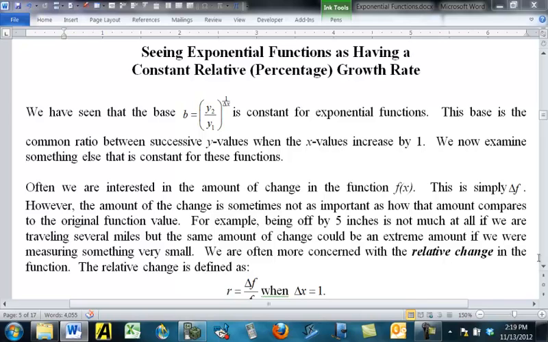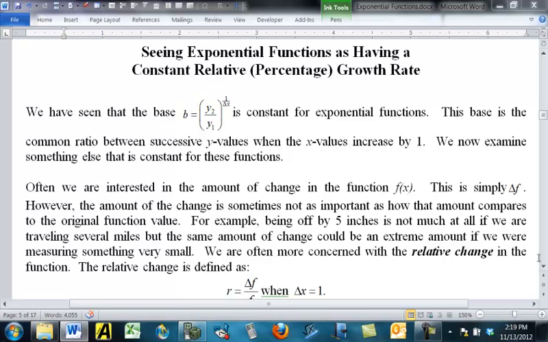Now, often we're interested in the amount of change in a function, but that's simply the change in f, delta f, or f2 minus f1, or y2 minus y1. However, the amount of change is sometimes not as important as how that amount compares to the original function value. For example, if you make an error of 5 inches, is that bad or not? Well, it depends on how far we're measuring. If we're measuring, say, from Fort Smith to Chicago, and we're off by 5 inches, it's practically nothing.